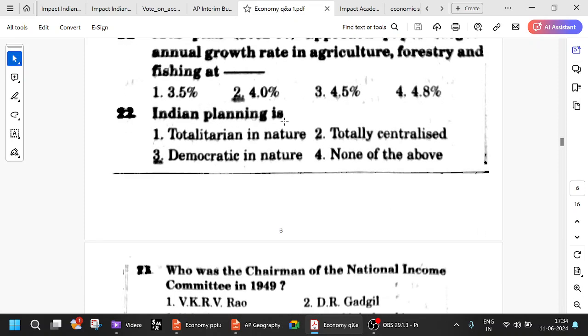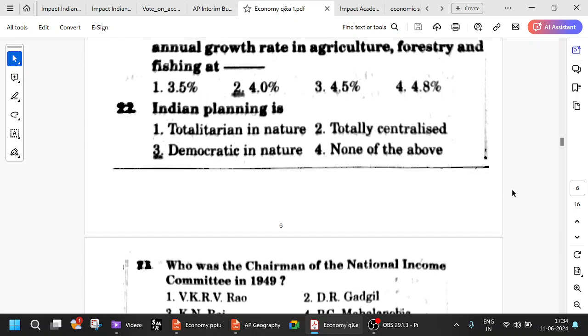So Indian planning is obviously democratic in nature, because the alternatives are negative, totalitarian or totally centralized. Indian planning is democratic in nature because the states participate, everyone participates, and planning is done.